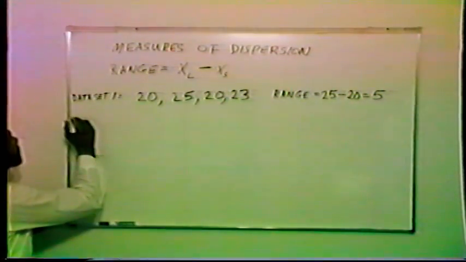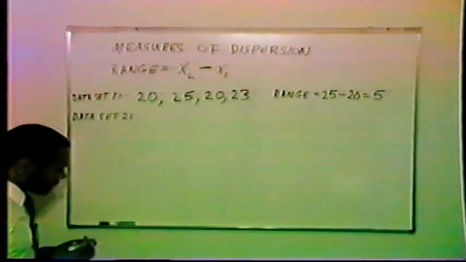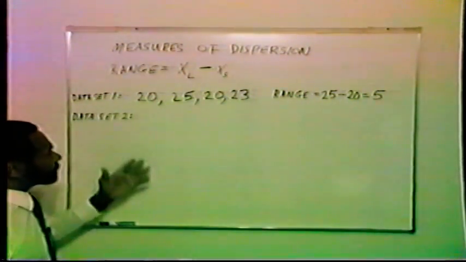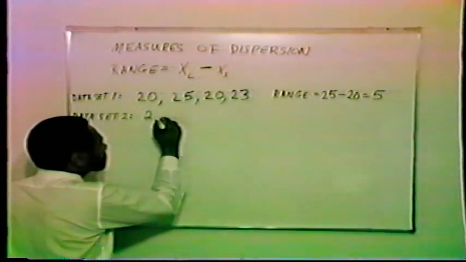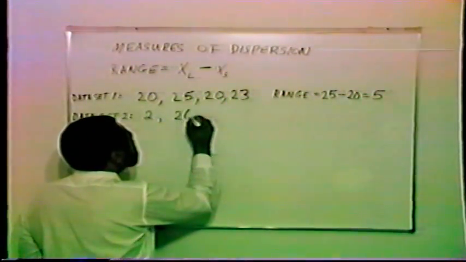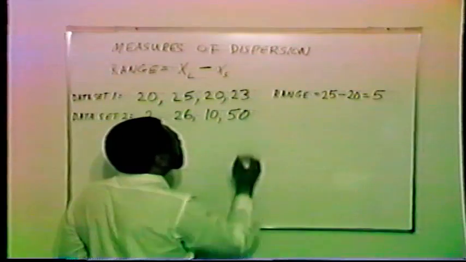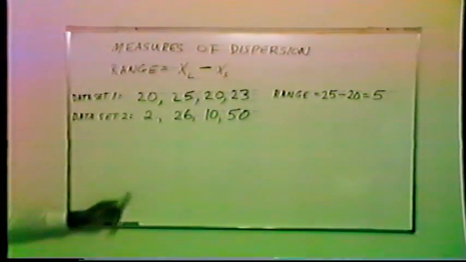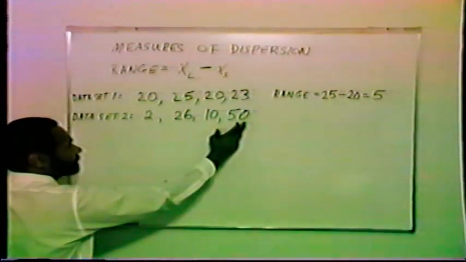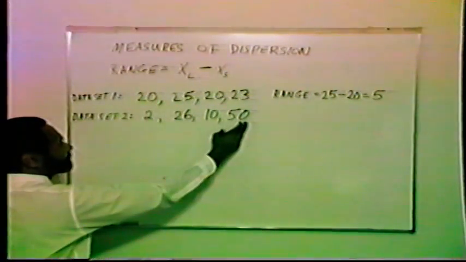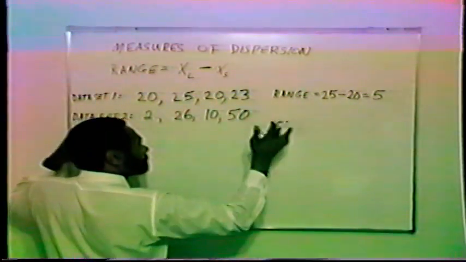Now let's suppose that we have another data set, and we'll call it data set 2, and it's for another process that this R&D department uses to produce sodium chloride. And let's say that this process produces 2 grams of sodium chloride on the first experiment, 26 grams on the second experiment, 10 grams on the third experiment, and 50 grams on the fourth experiment. And let's say that we want to find a measure of how spread out these different numbers of grams of sodium chloride are. So the range is one way of talking about the spread of a data set and how spread out the numbers are in the data set.